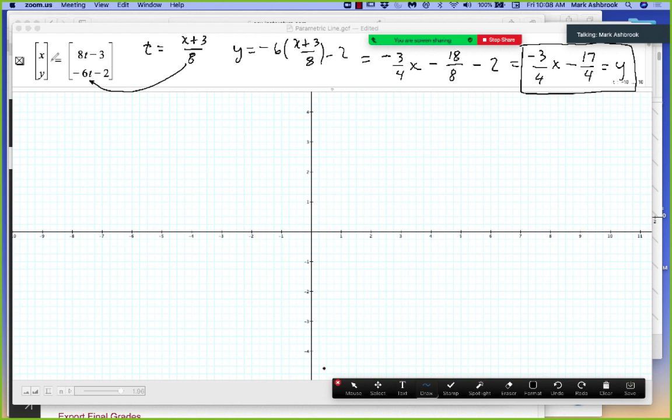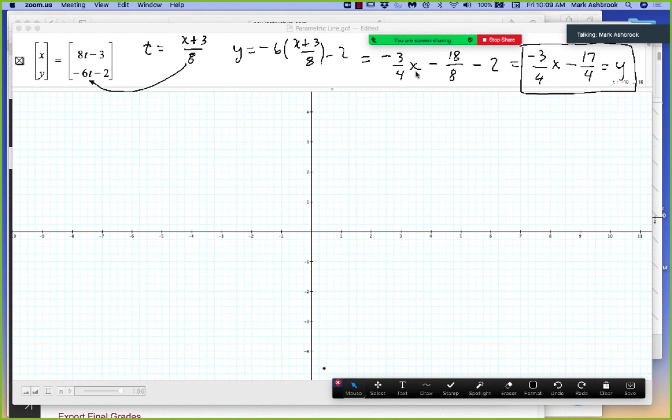Linear function. Okay. And so notice both our x and y were linear functions of t. And so when both x and y are linear functions of t, x and y will also be in a linear relationship. But then you could get a vertical line, so just be careful. There's maybe some exceptions to that rule. But here, this is a y-intercept of negative 17 fourths and a slope of negative 3 fourths, or rate of change, right? Rate of change.